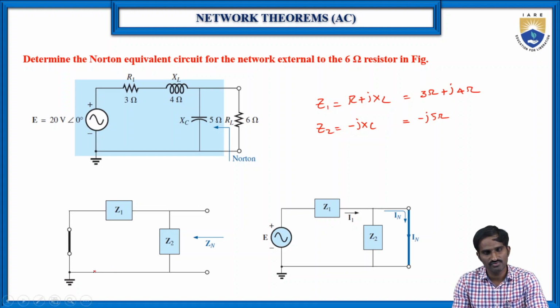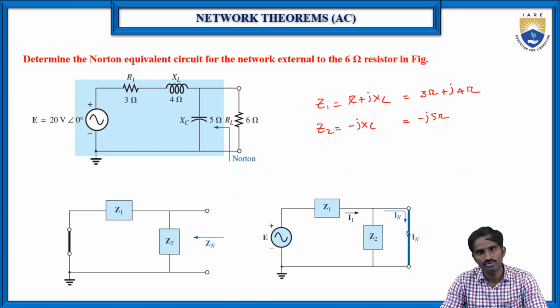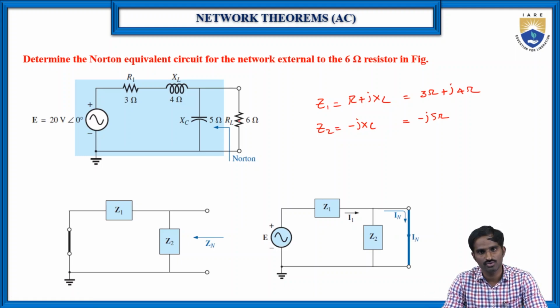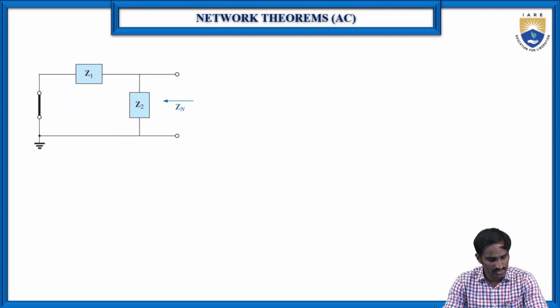In the second case, for the Norton's current, we should replace the load resistance with a short circuit. So the 6 ohms is replaced with a short circuit across these two terminals. Now we need to find the current flowing through this short circuit, and then we will get IN. Then substitute ZN and IN in the equivalent circuit, so that you can find the actual current flowing through the 6 ohms resistor by using Norton's theorem. Now first let us find ZN, the Norton's impedance.